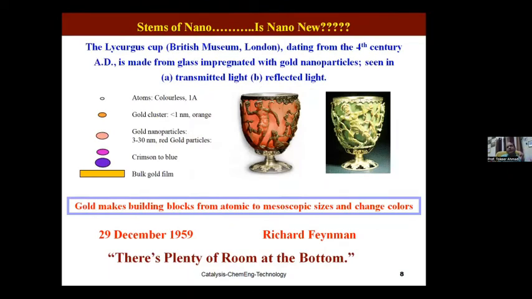What are the roots of nano? Is nano new? My answer is that nano is not new. You could see this cup, placed in the British Museum, London, from the 4th century AD. This cup appears red or green in color in different types of light. But at that time it was considered a miracle. Nowadays it has been established that gold particles exhibit different colors when they are in different sizes. So gold particles make building blocks from atomic to microscopic sizes, and by changing their size, their color changes.